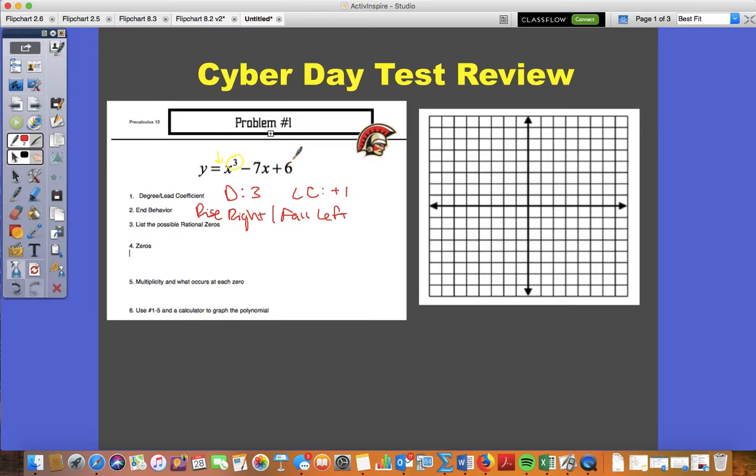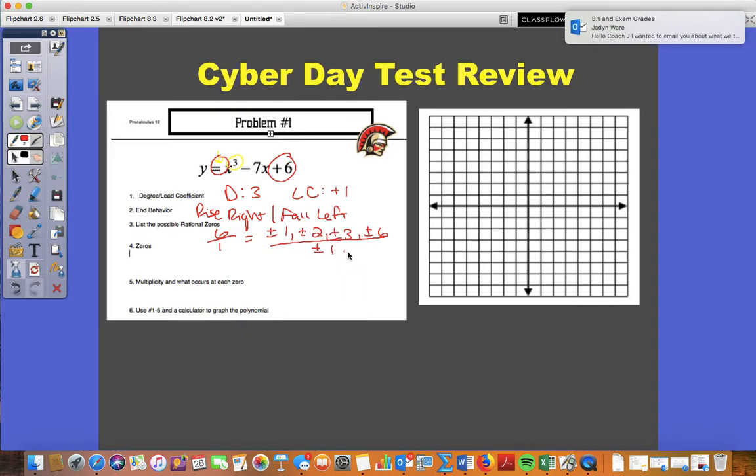Then we're going to list the possible zeros. This is my last over my first, so we can put 6 over 1. We say plus or minus the values of 1, 2, 3, and 6, all over plus or minus 1. Since they're all over 1, we can just list them: plus or minus 1, plus or minus 2, plus or minus 3, and plus or minus 6. If we had multiple values like 2, we could put each of these over plus or minus 1 as well.